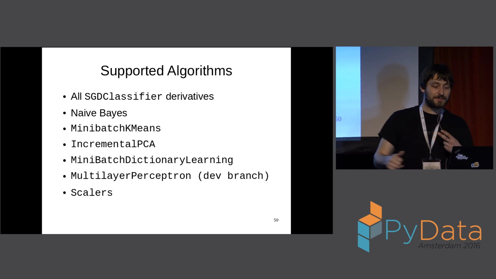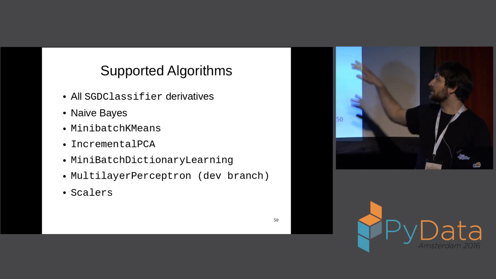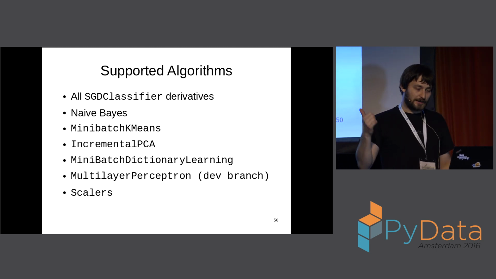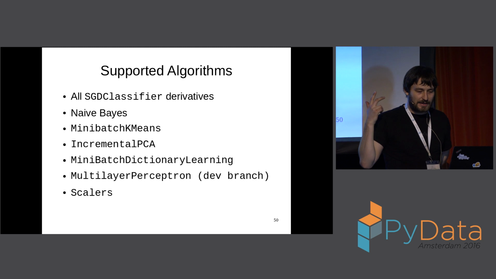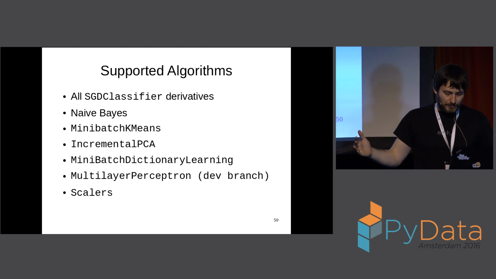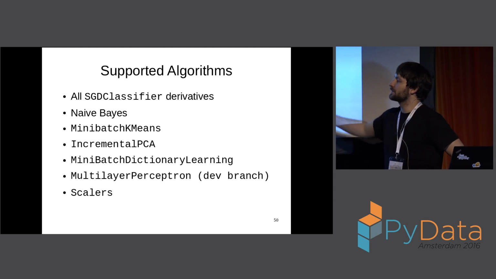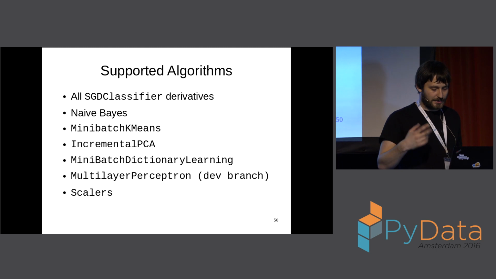The supported algorithms currently are SGDClassifier, SGDRegressor, Perceptron, all these linear models, naive Bayes models, MiniBatchKMeans, IncrementalPCA, MiniBatchDictionaryLearning, MLP in the dev version, not in the release yet, and all the scalers like MinMaxScaler and StandardScaler and so on.